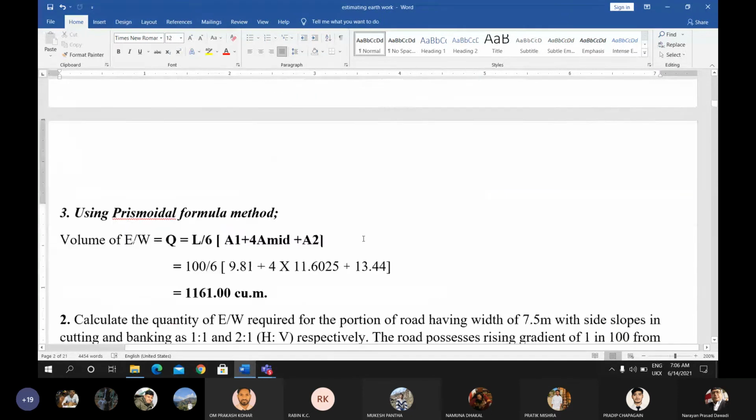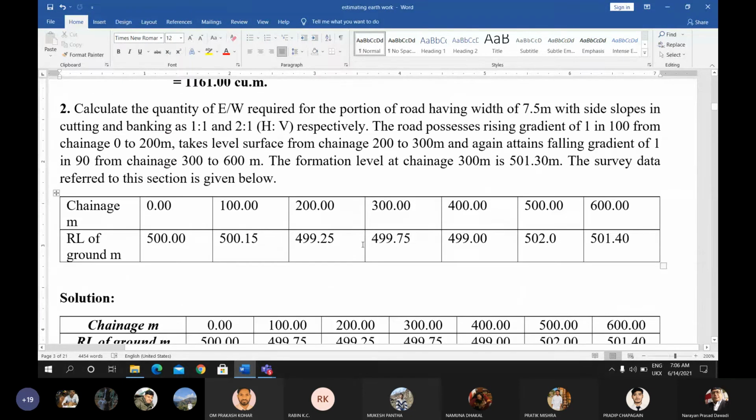Okay, but in this question these data are not given directly. You are given only the side slope and the formation width. Other values have to be calculated by yourself from the given data. Now, for the calculation, we have to calculate the RL of the formation level for the various chainages and compare the formation level with the ground level to know whether the section is in cutting or in filling.